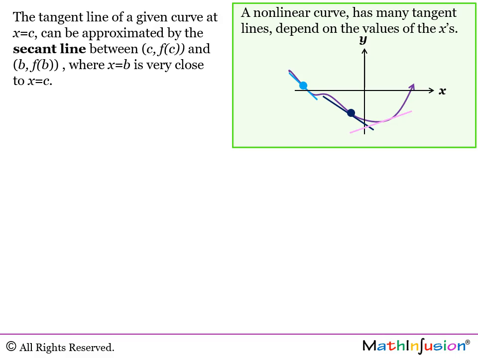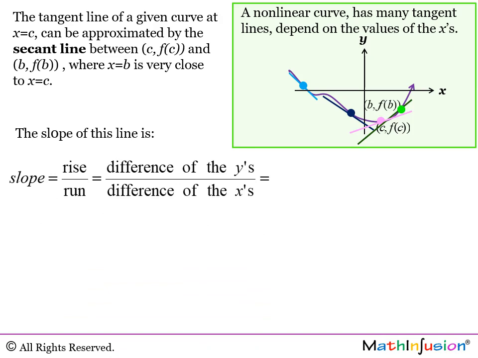The tangent line of a given curve at x equals c can be approximated by the secant line, which is the line that connects the point (c, f(c)) to the point (b, f(b)), provided that b and c are close to each other. For example, if this is (c, f(c)), then this is (b, f(b)), and the secant line is this line. So the slope of the secant line is an approximation to the slope of the tangent line of the curve where x equals c.